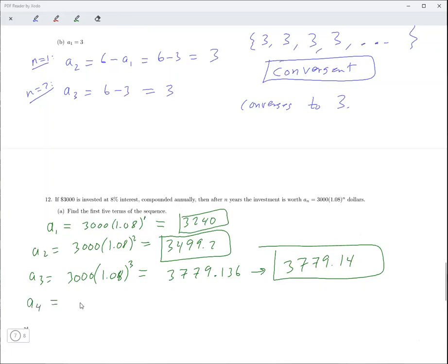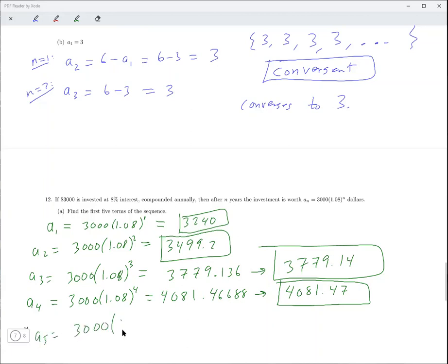And then a4. $4,081.47. And then a5, of course, so definitely have to use the calculator here. What is that, 0.98423? So 0.98.